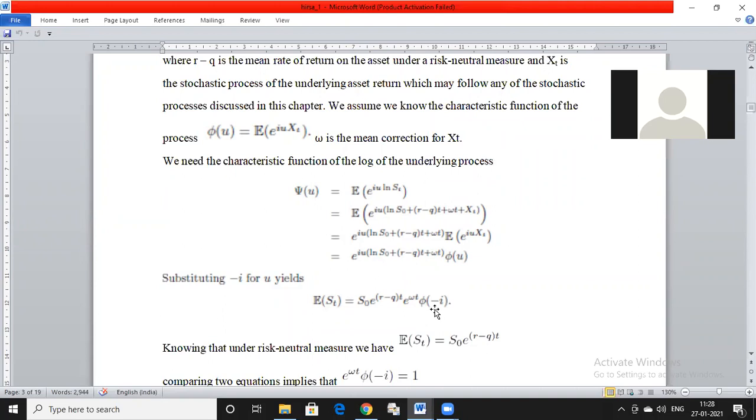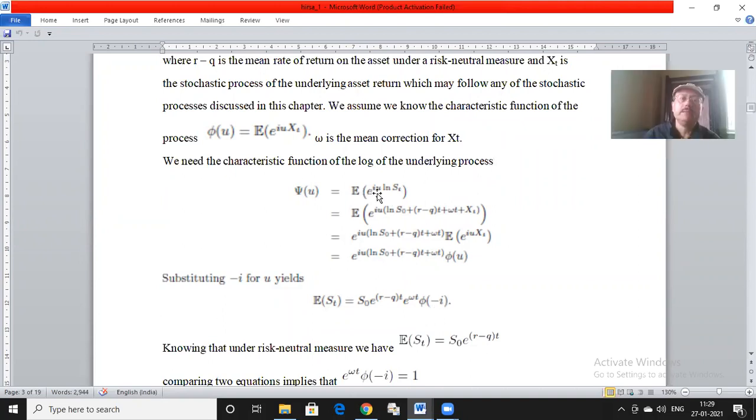Yes, sir. Because if I put minus i here, this term will basically become 1. So that's what I'm using. And I'm allowed to do that. That is something that we just discussed a little while ago. But you should check that I can actually do this.